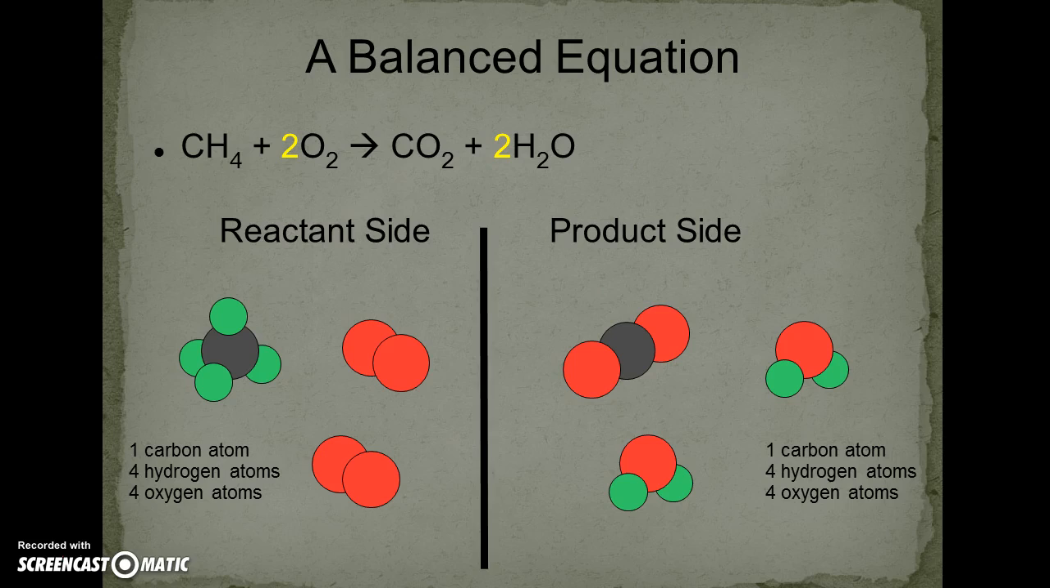So we added a 2 in front of oxygen on the left, and we added a 2 in front of water on the right, and that made it equal out on each side. So we can do that. We can change how many molecules we have. What we can't change is the subscripts.